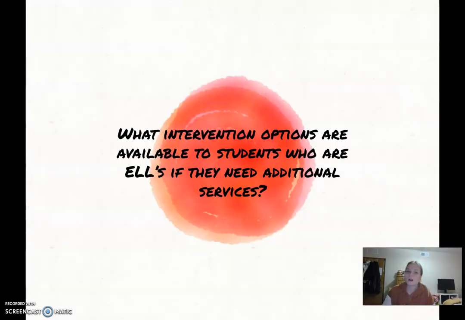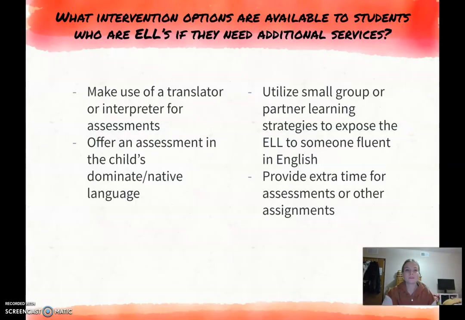The second question was, what intervention options are available to students who are English language learners if they need additional services? So I think some of the things we should provide to those who need a little extra help is a translator or an interpreter available for assessments, which sometimes there is for things like the ACT. You can even have a proctor if you need it in some special needs cases. We should offer an assessment in the child's dominant or native language.